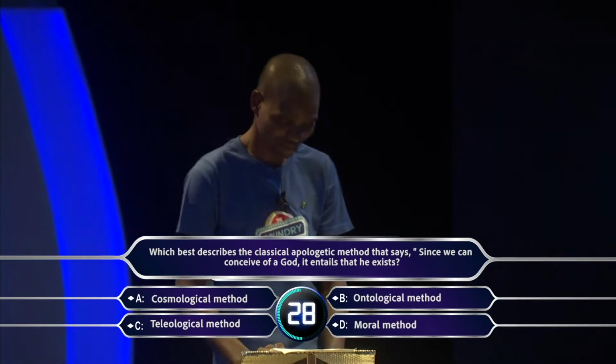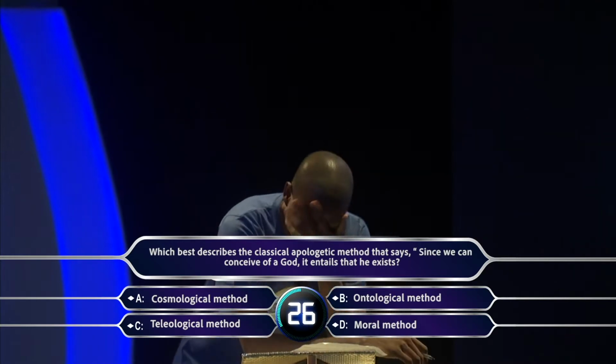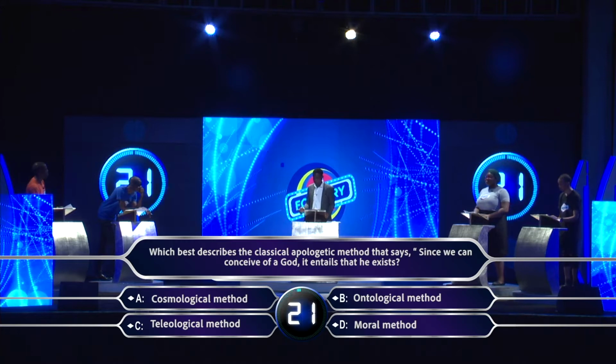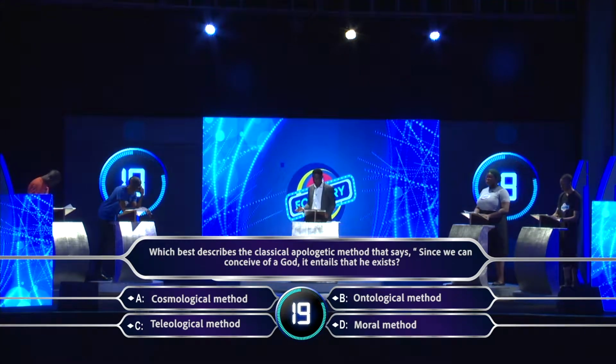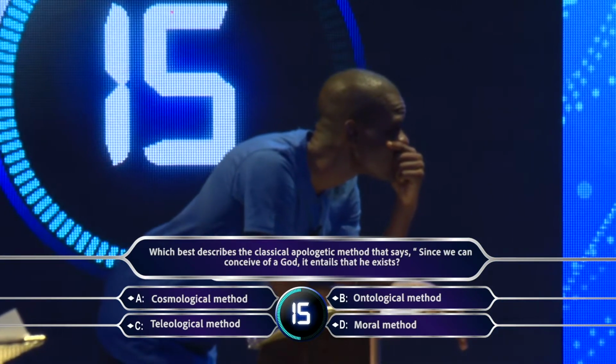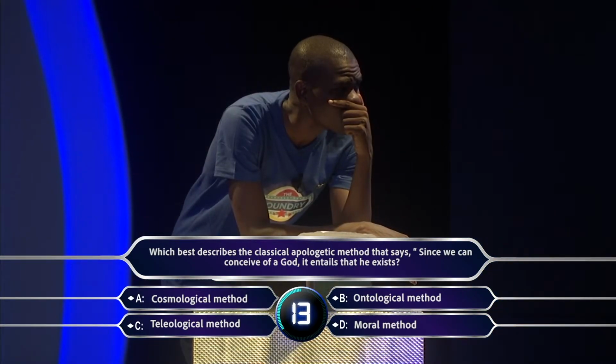The question again. Which best describes the classical apologetic method that says, since we can conceive of a God, it entails that he exists? A, cosmological method. B, ontological method. C, teleological method. D, moral method.